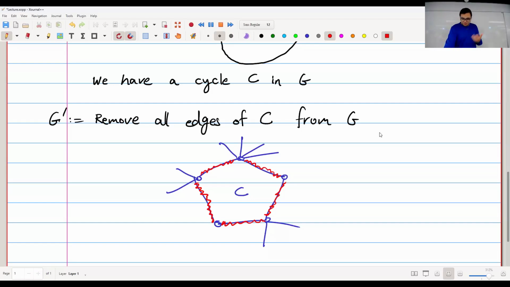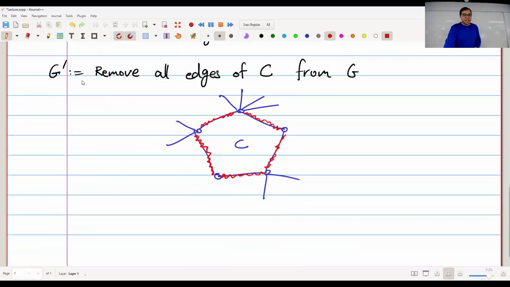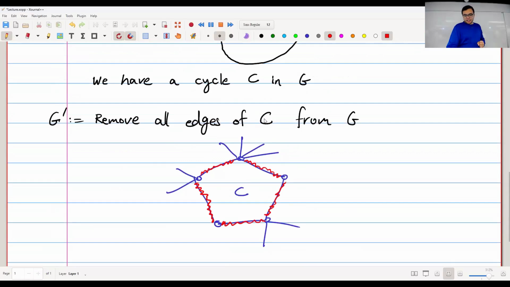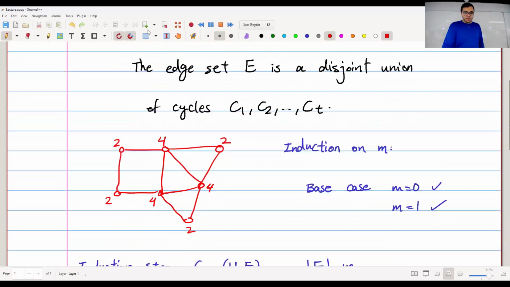And remember, I'm still inside an induction. I'm doing induction on the number of edges. So now I have this graph G prime, which satisfies all the conditions of my problem. Basically, all of the degrees are even, and it has fewer edges than G. So by induction hypothesis, I can decompose G prime into a bunch of cycles. So just add C to that decomposition. That gives you a decomposition of G into a bunch of cycles. Okay. Great.